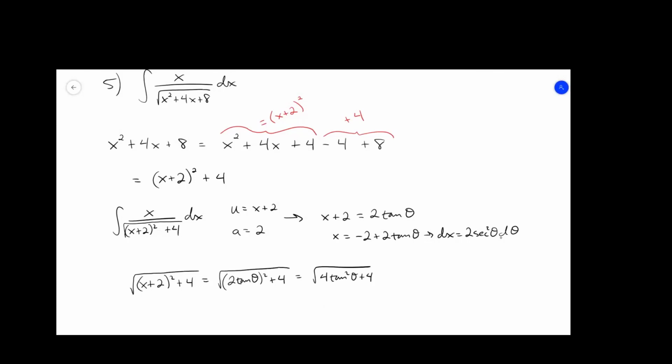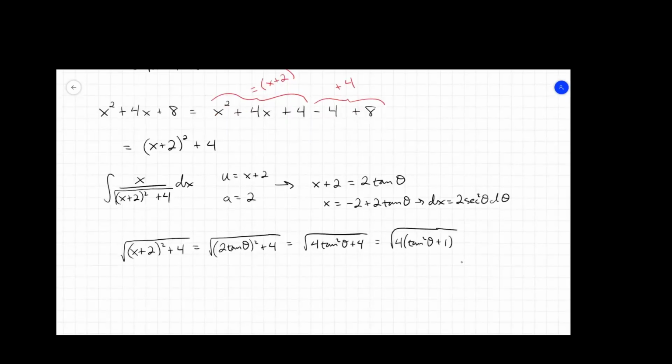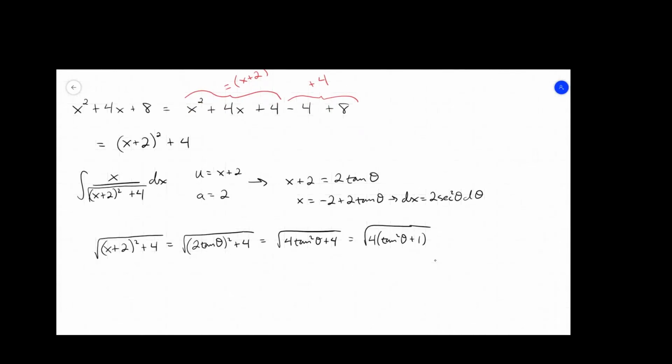And again, this hopefully is starting to look familiar. And then take the 4 out of there, we're left with tan squared theta plus 1. The tan squared theta plus 1 is just secant squared. Take the square root of that, you get 2 secant theta. I'm skipping a few more steps now than I did at first on these types of problems, but now that we've kind of seen how this works, maybe that's okay.